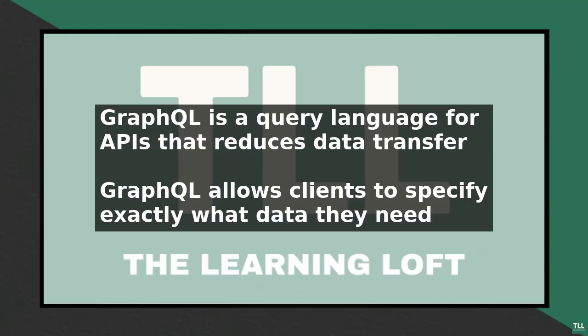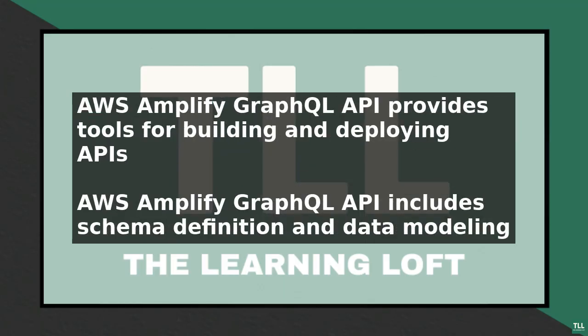Practical example of AWS Amplify GraphQL API. To illustrate the concept of AWS Amplify GraphQL API, let us consider a simple example. Suppose we are building a blog application that needs to retrieve a list of blog posts and their corresponding authors. We can define a GraphQL schema that includes types for blog posts and authors and use resolvers to fetch the data from the underlying database.